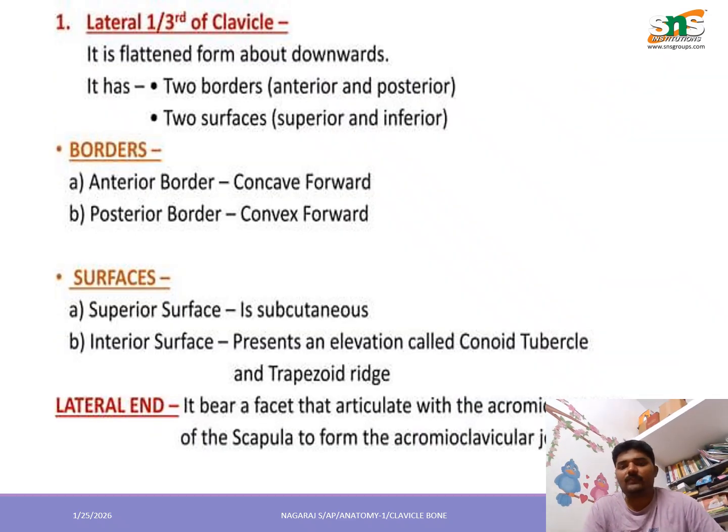The lateral end of the clavicle is flattened from above downwards. It has two borders, anterior and posterior, and two surfaces, superior and inferior. The anterior border is concave forward and the posterior border is convex forward. The superior surface is subcutaneous, and the inferior surface presents an elevation called the conoid tubercle and the trapezoid ridge. The lateral end bears a facet that articulates with the acromion of the scapula to form the acromioclavicular joint.